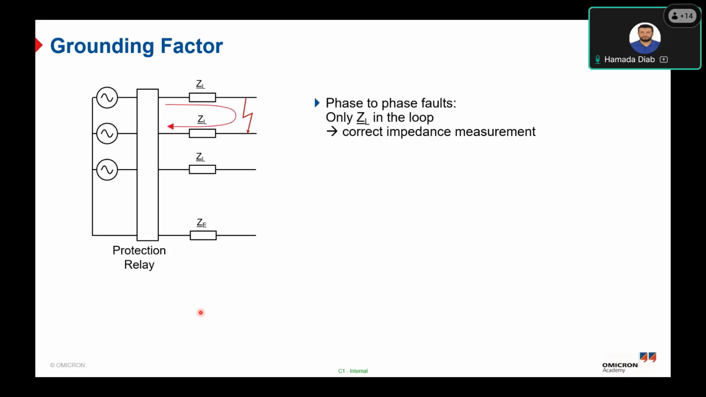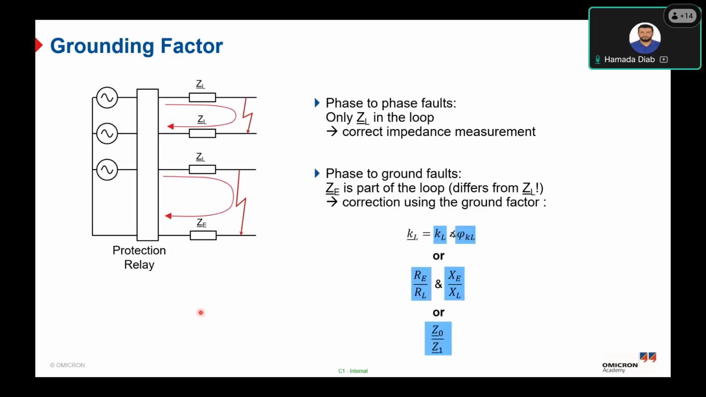Here is the definition of the factor depends on the vendors, so different from one vendor to another. For example, in case you have a phase-to-phase fault, only Z line is in the loop, so the impedance measurement isn't affected by the grounding factor. But if you have a phase-to-ground fault, you will have ZE, which is a ground impedance, as a part of the loop. So the Z here will be equal to the short circuit impedance, or Z line, plus the ZE, to complete the path of the fault current between the phase and the ground part.